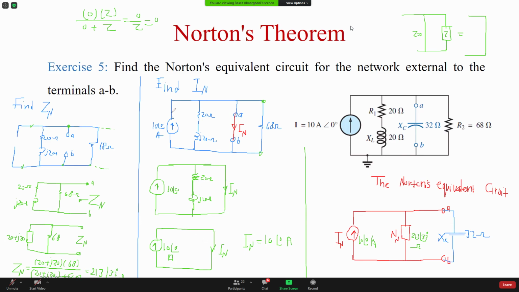So this current going from here is not going to go through this branch because there is impedance. It's not going to go through this branch because there is impedance. It will choose the short circuit and go all through the short circuit because there is no impedance. Any questions here?